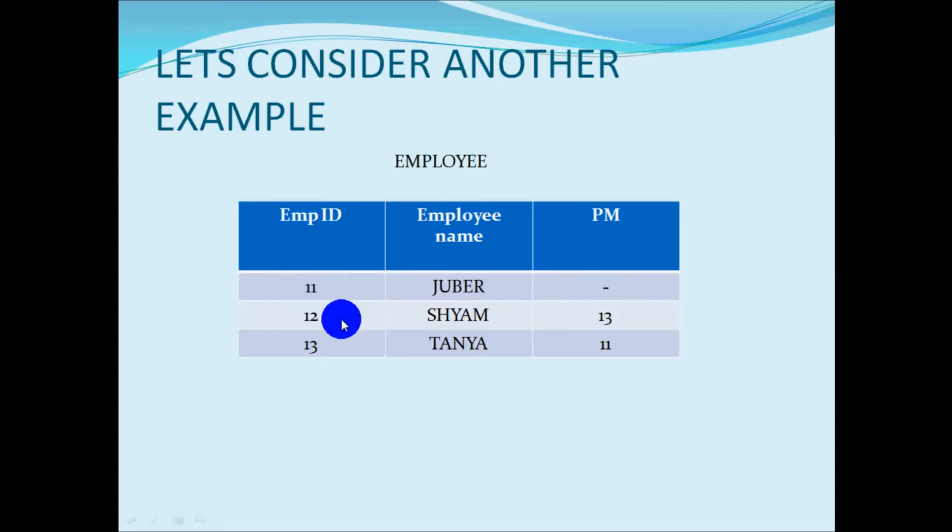So employee ID 12, Sham, is the project manager for this one. Tanya, having employee ID 13, is the project manager for Zubair. So Zubair's value is null here. So this column is also acting as a referential integrity constraint here, isn't it?